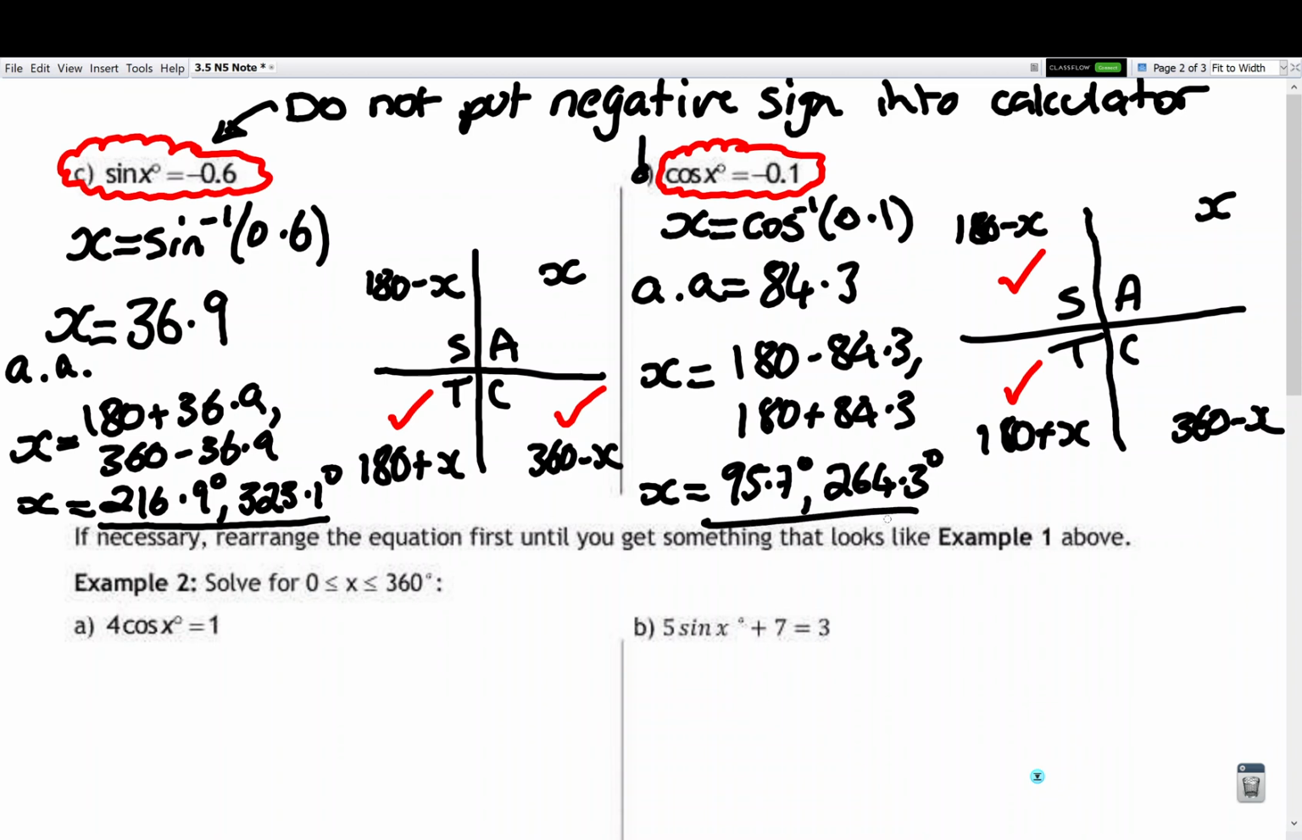So you should now be able to do a mixture of positive and negative, but focus first on practicing picking the quadrants for negative values, stating that it's the acute angle, and then finding your solutions for x by doing your two calculations after.